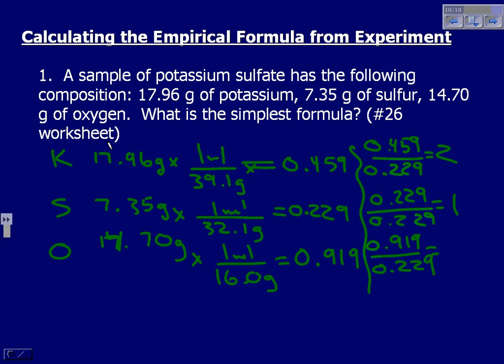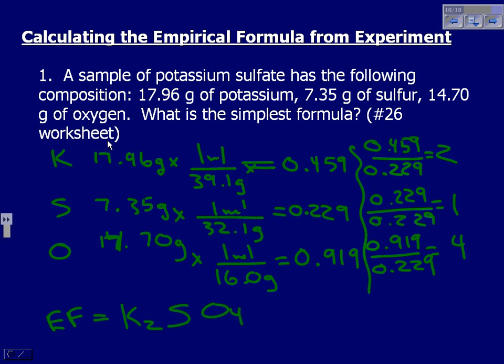0.919 divided by 0.229 equals, and here I get a 4.01. Again, that's close enough to 4. No need to do a multiplication on the last step on this one, so it's a little nice. So what do I have? The empirical formula is K2, S1, and O4.